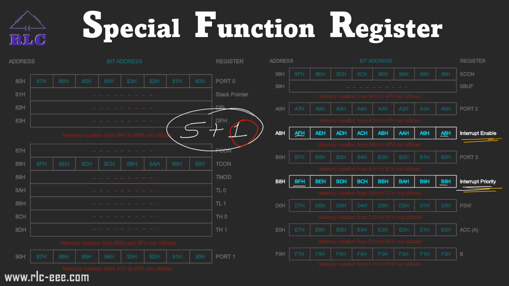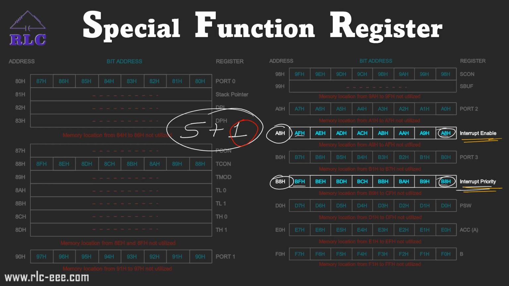It is easy to remember these bit addresses. If you remember the byte address, 8AH, then the bit address starts from 8AH. If the byte address is B8H, then the bit address starts from B8H itself. It is the same for all the special function registers. So if you remember the byte addresses, it is easy to remember the bit addresses.